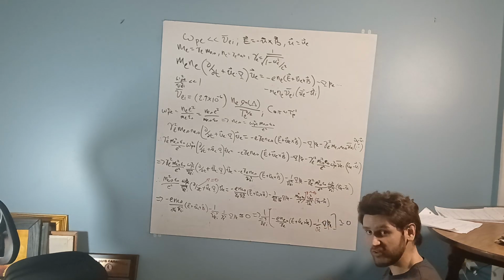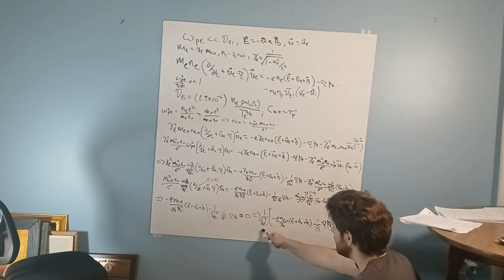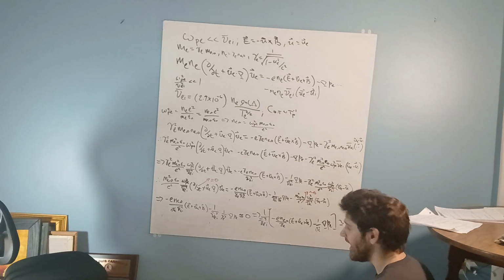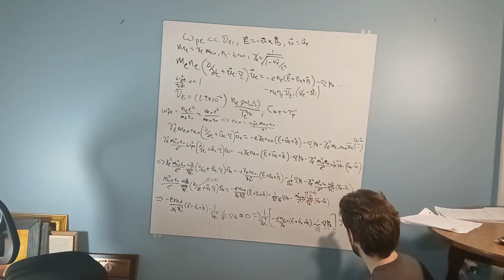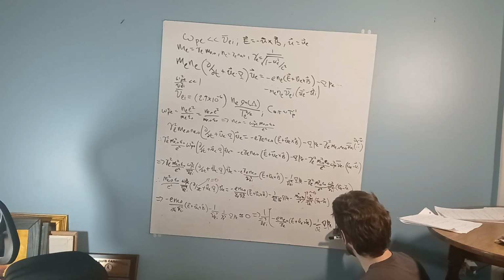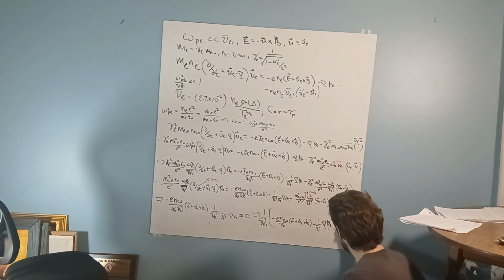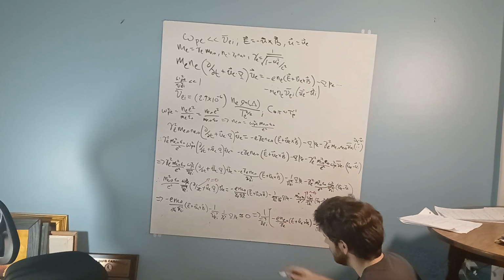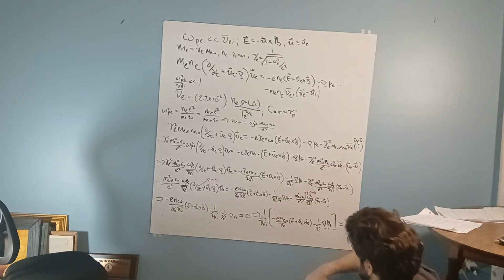Okay? Now here's the thing. This has a gamma lurking inside of it. The collision frequency. So it's got 3 gammas lurking inside of it.